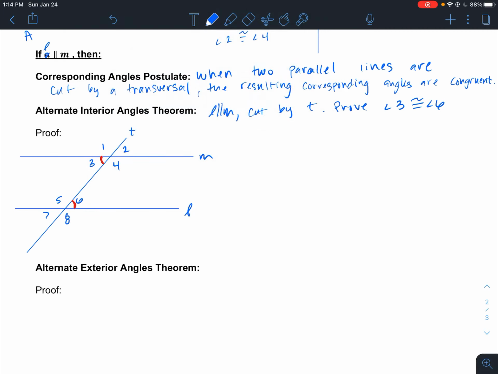So let's make our two-column proof. So I have my two columns there for statements, and then for my reasons. Start with what you know. What we know is that L and M are parallel, and that is given to us. That's given to us in the theorem itself. The theorem states that.